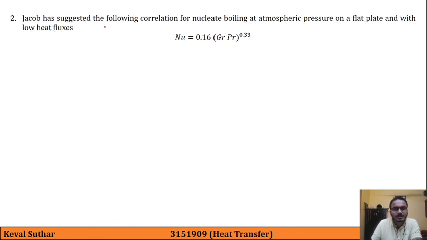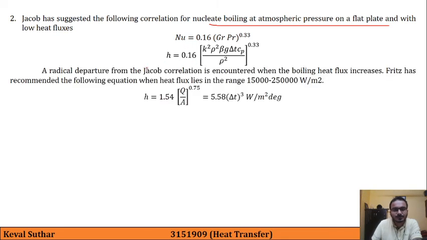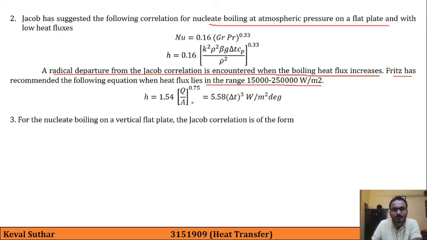Next, Jacob has suggested the following relation for nucleate boiling at atmospheric pressure on a flat surface with low heat fluxes. So this is the value for Nu and h, and a radical departure from the Jacob correlation is encountered when the boiling heat flux increases. So Fritz has modified this for the heat flux which ranges in this value. So this is the other formula that we can utilize.